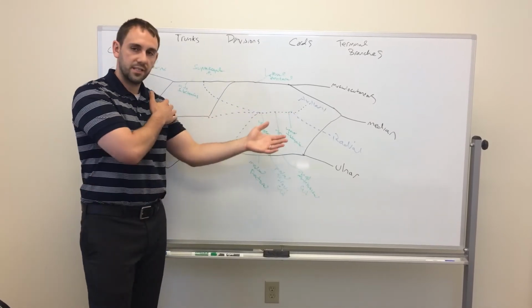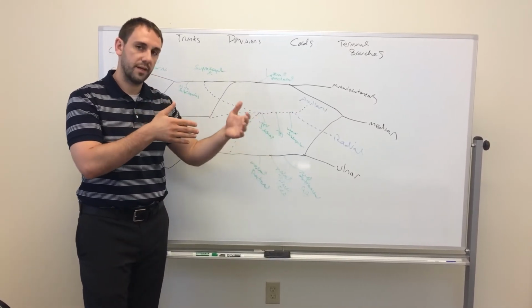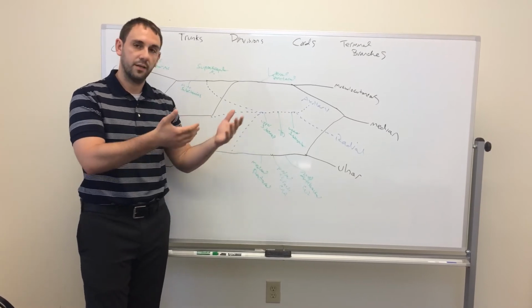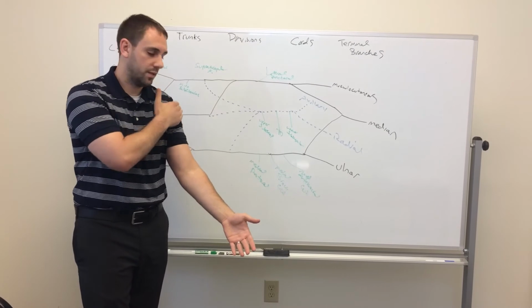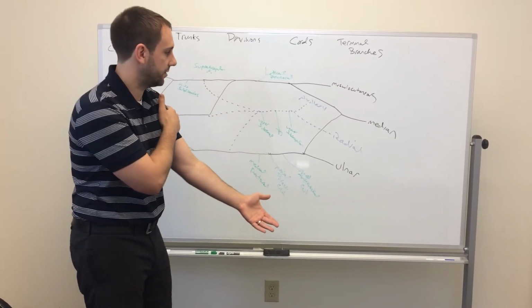Heading back up this way, the axillary nerve sits in the quadrangular space. It innervates the teres minor and the deltoid, and it terminates as a cutaneous branch of the upper lateral brachium called the upper lateral brachial cutaneous nerve.